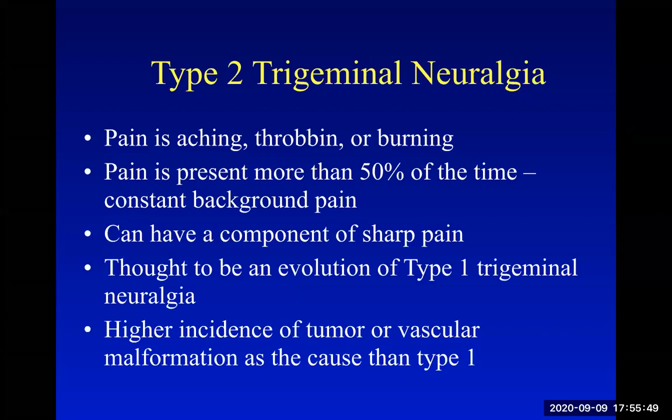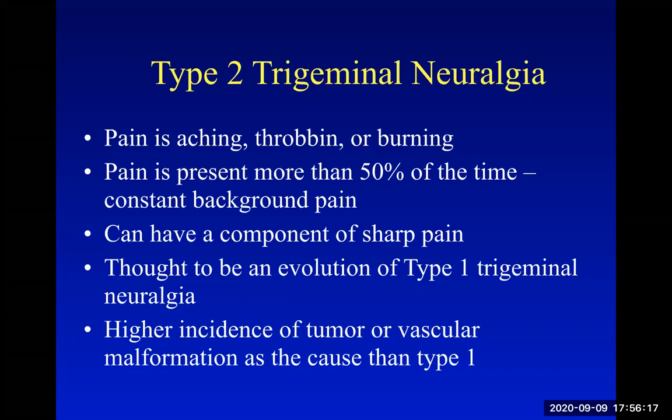So let's switch gears a little bit to talk about type 2 trigeminal neuralgia. As I mentioned, this is usually an evolution of type 1 trigeminal neuralgia, meaning somebody had type 1 trigeminal neuralgia for many years, and then over time it became type 2 trigeminal neuralgia. So what is the line that separates type 1 and type 2? It has to do with the type of pain that the patient has.